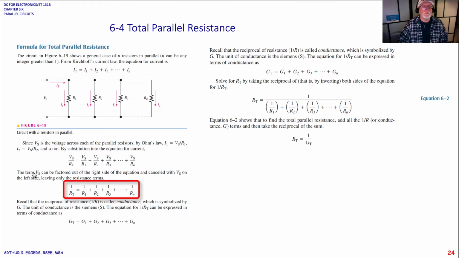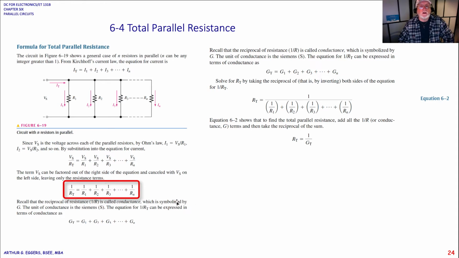So the term V sub s can be factored out of the right-hand side of the equation and canceled with V sub s on the left, leaving only the resistor terms. It's because the voltage source is common in every one of these. So we're left with a relationship that says 1 over the total resistance is equal to the sum of each of the terms, 1 over R1 through 1 over R sub n.